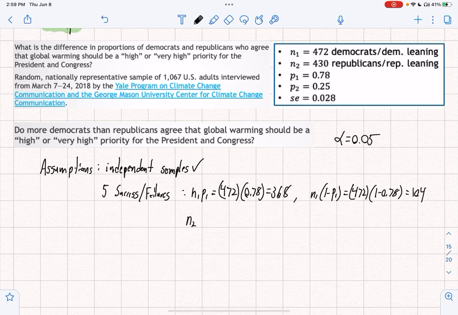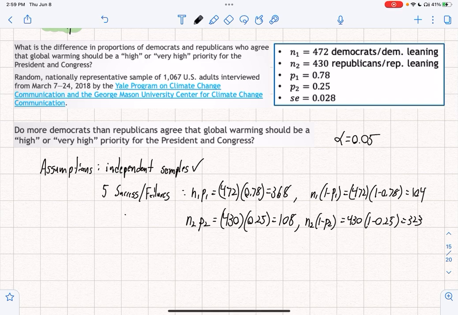And then we need to check the second sample, so N2 P2. Our second sample, this is Republican, we have 430. Our proportion is 0.25, and we get 108. And then N2 times 1 minus P2 would be 430 times 1 minus 0.25, which is 323. So these are all bigger than 5. Right? In fact, they're a lot greater than 5, and so this assumption is met.